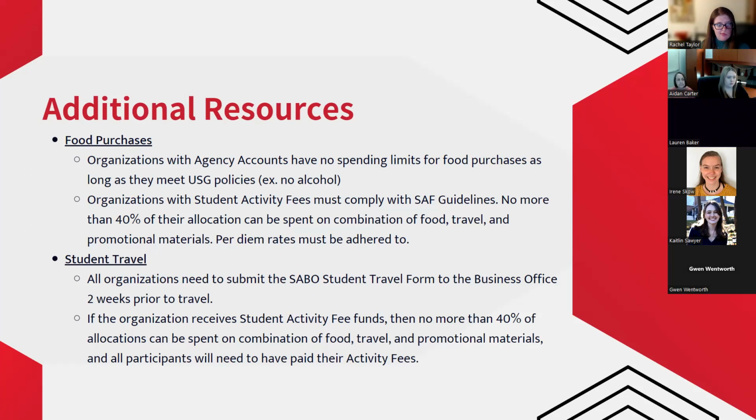For student travel in particular, all organizations need to submit the student travel form through the Student Affairs Business Office 2 weeks prior to travel. Again, I'll share the link to their forms page towards the end, but the link to the form is on that website. And if the organization receives student activity fee funds, again, one more time, no more than 40% of the allocation can be spent on that combo of food, travel, and promo items. Also noting that all participants will need to have paid their student activity fees in order to do so.